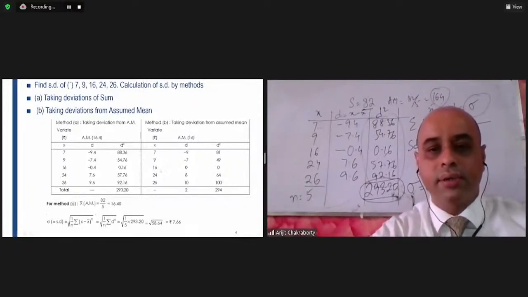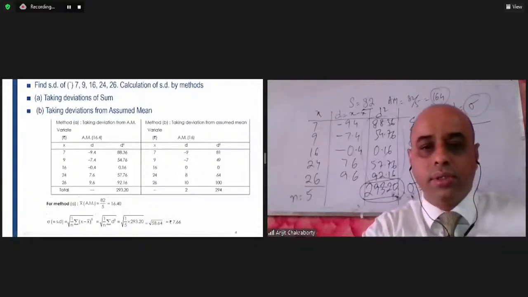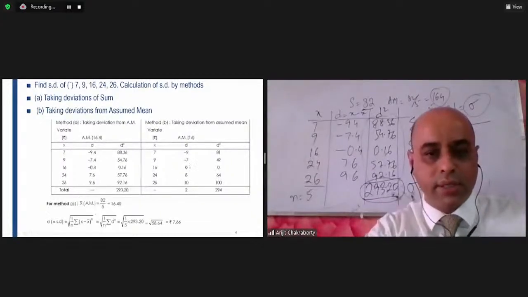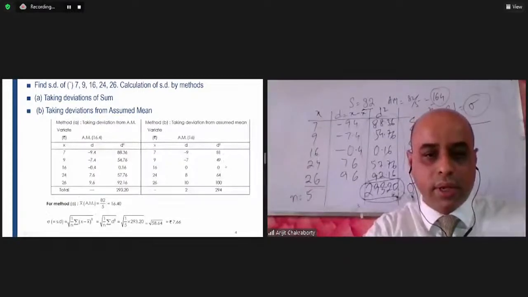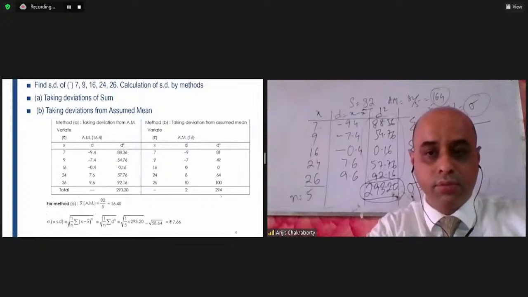You can see here, assumed mean is taken as 16. So 16 minus, if you take 7, deviation is minus 9. For 9, the deviation is minus 7. 16 is 0. For 24, it is 8. And for 26, it is 10. So again, the deviations are squared, 294. Okay, so we are using the second method, that is from assumed mean.